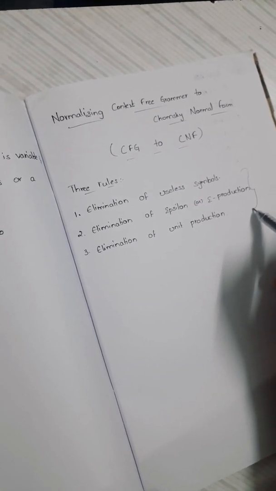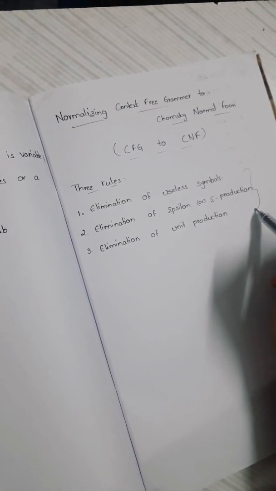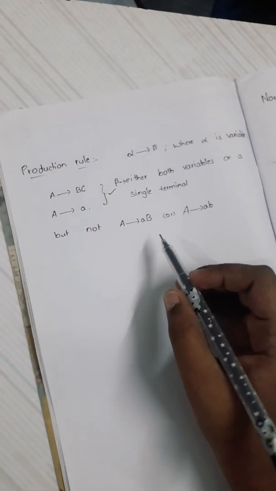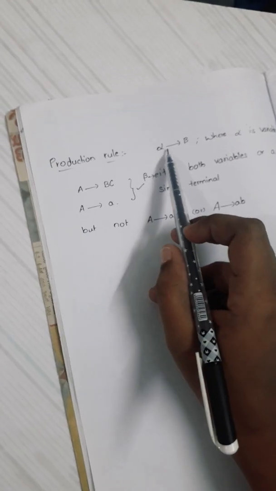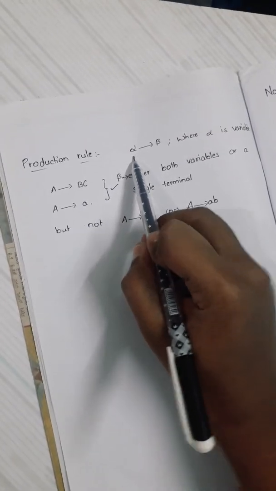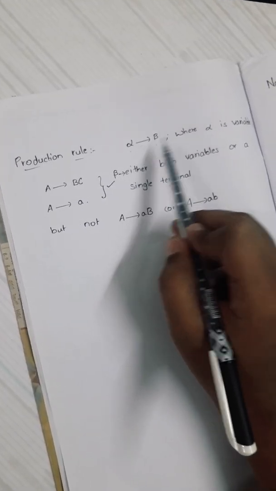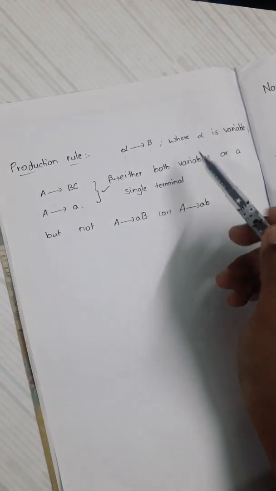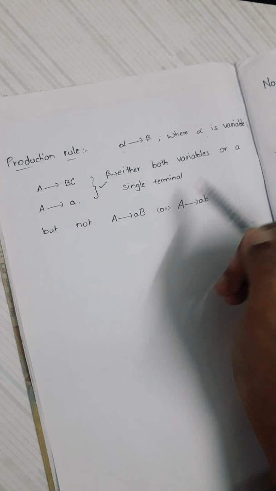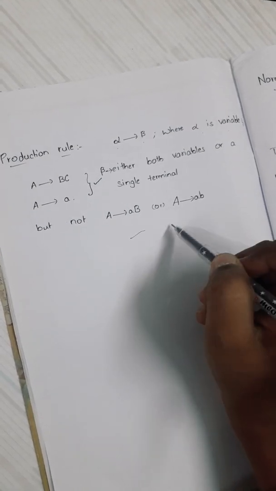Firstly, we need to know about the production rule in Chomsky normal form. If there is alpha tends to beta, then alpha should have only one variable and beta should contain either two variables or a single terminal, but not any other format.